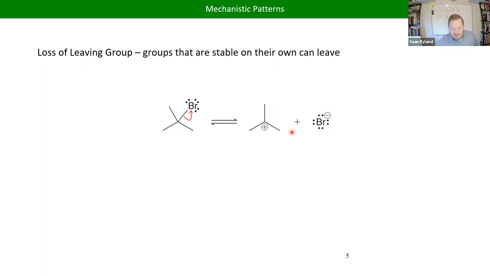But leaving groups leaving is a really straightforward step here that can get us to something that then can be attacked by a better nucleophile, or that just moves us along our steps. This is not going to be the entire reaction, because in general, we're not going to stop a reaction here because this positive charge is really unstable. We have an unfilled octet on that carbon, but this might be the first step in a multi-step reaction.